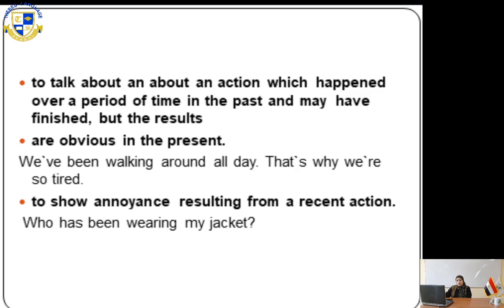Then number 3, to show annoyance resulting from a recent action. Again, for annoying actions that have finished. Who has been wearing my jacket?